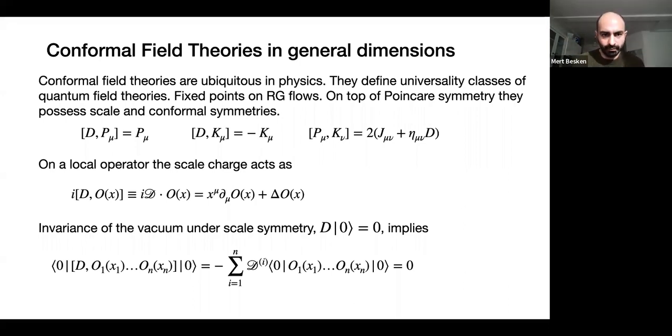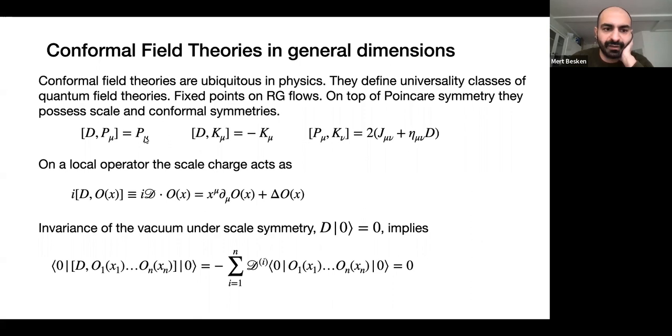So you might know conformal field theories are ubiquitous in physics. The reason for that is they define universality classes of quantum field theories, and the way that happens is they are actually fixed points on renormalization group flows. That implies that they have scale symmetry, on top of the usual Poincare symmetry of quantum field theories. In 2 dimensions, you can show that Poincare symmetry combined with scale symmetry actually implies conformal symmetry, and in higher dimensions, in many situations, this is also the case.